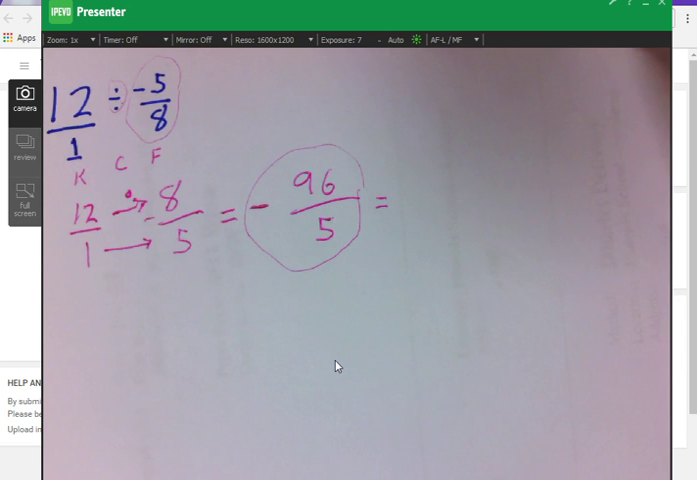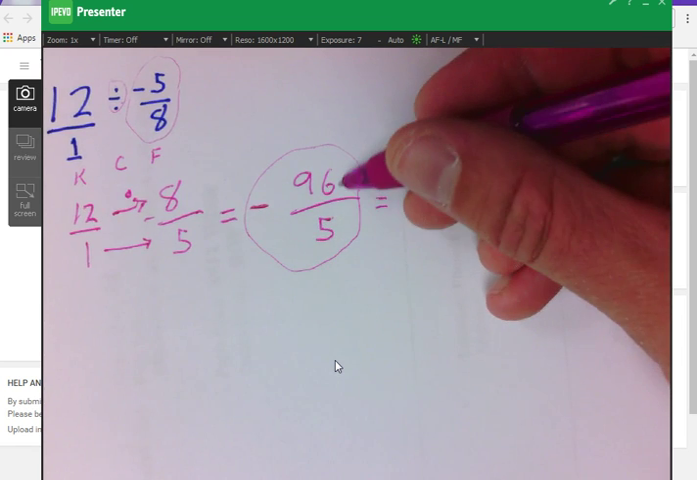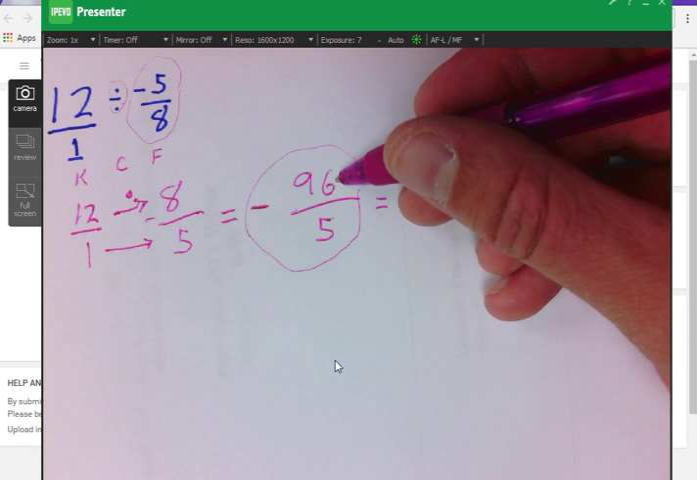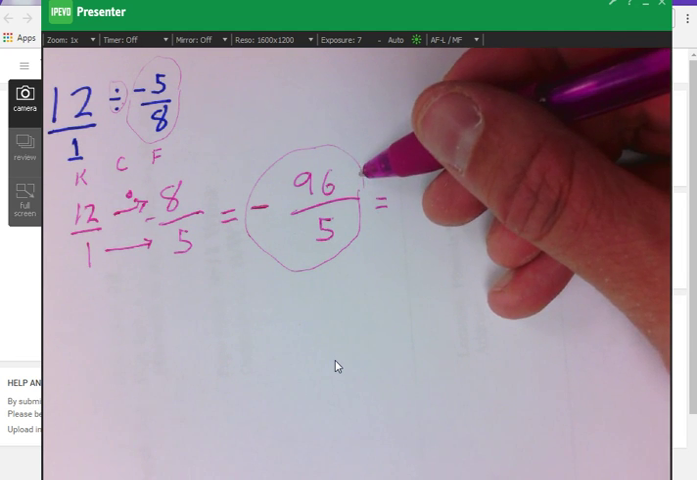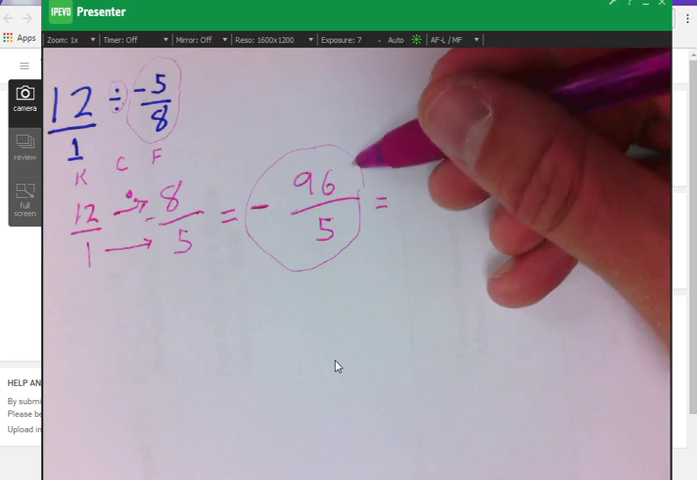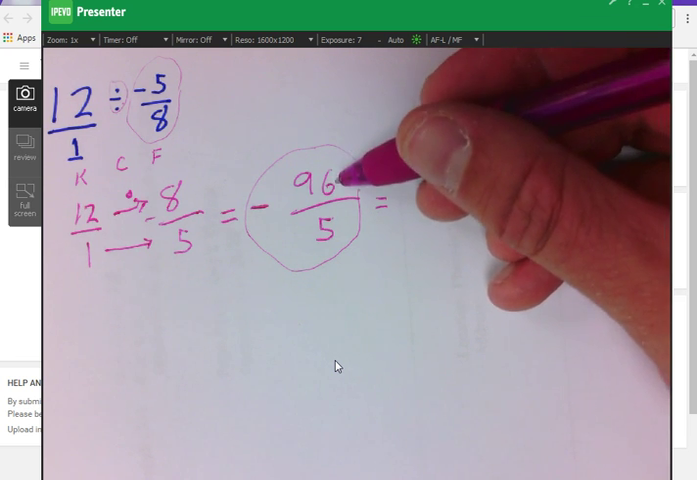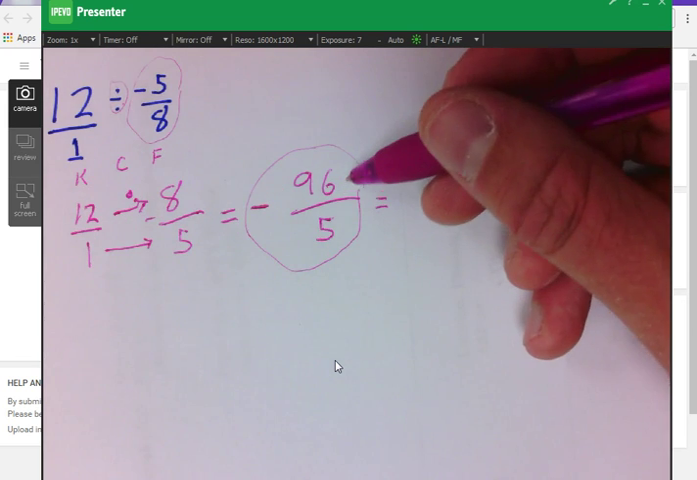and to convert back to our mixed value, I say how many 5s go into 96? Well, I know it doesn't work in 96, but what number very close to 96 is divisible by 5? 100. Ooh, yeah, but 100's higher than that, so we can't use that. We have to go lower. We can use the 95.